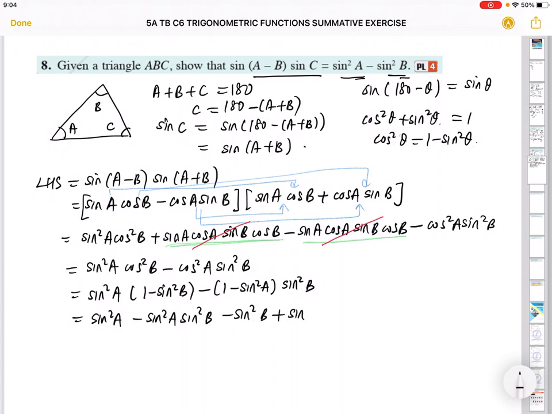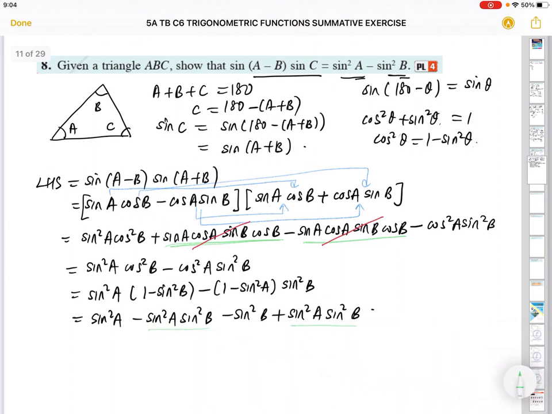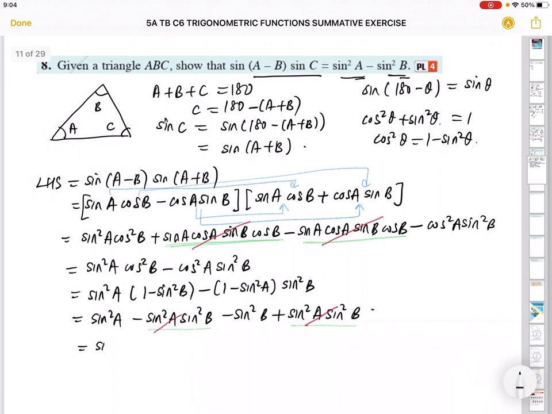Oops, I'd like to use a different color. The same, right? But they're minus, right? So cut 1 plus 1 minus, can get rid of them, and you're now left with sine square A minus sine square B. Bingo. Right hand side. Okay, it's very long.